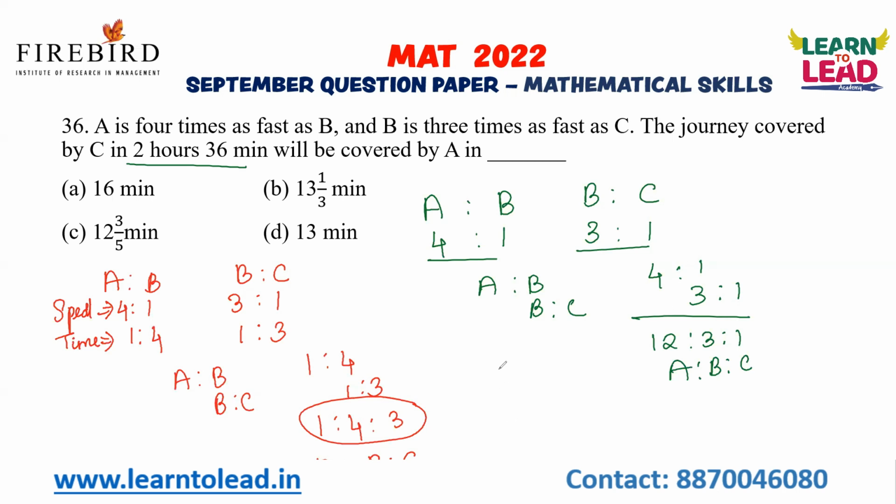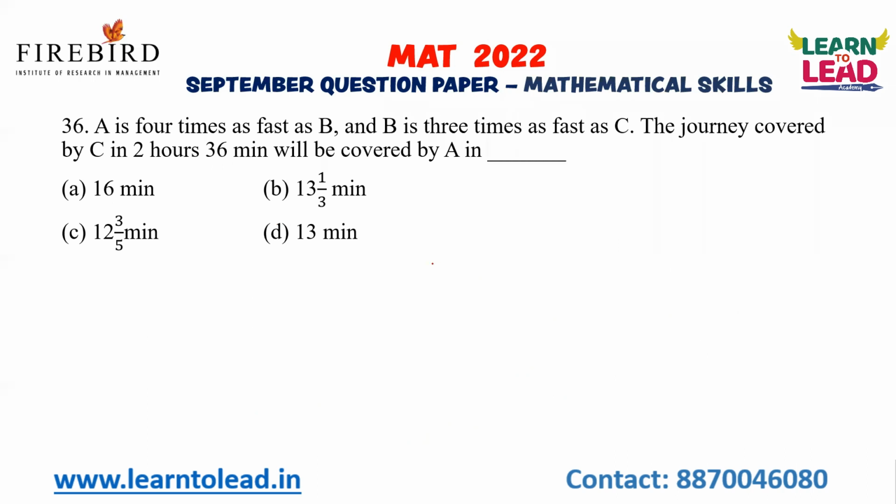See, the journey covered by C in 2 hours 36 minutes will be covered by A in, they're asking. So 2 hours 36 minutes is nothing but what? 2 hours is nothing but 120. 120 plus 36, you will get 156. Okay. Here, if you solve this question, you will get 13 minutes as your answer. Right? Now, we'll move to the next question.